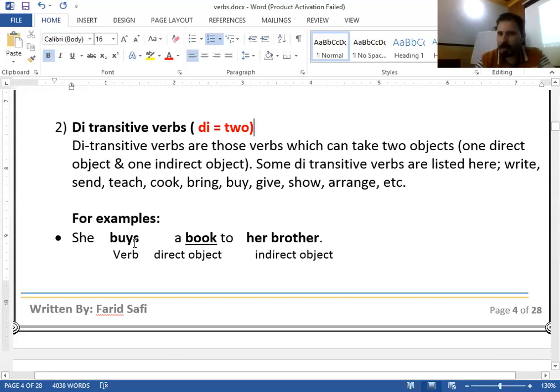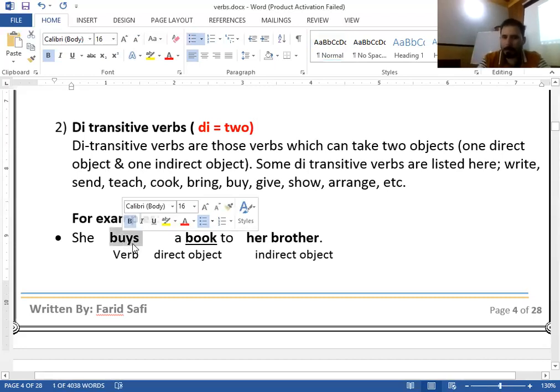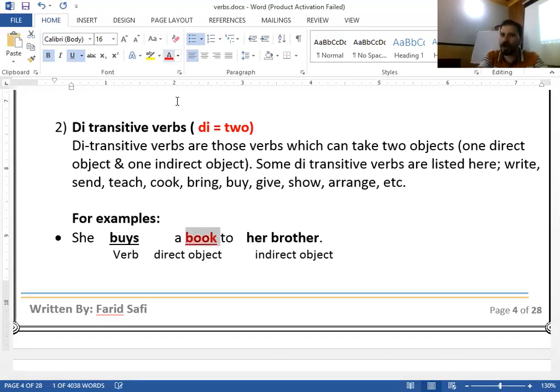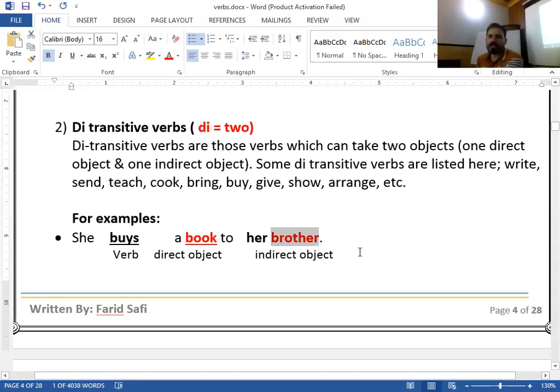Now here is an example. She buys a book to her brother. She buys what? A book. Book is an object. Then to her brother. Brother is also an object. So we have got two objects in this sentence. So the word buys takes two objects.